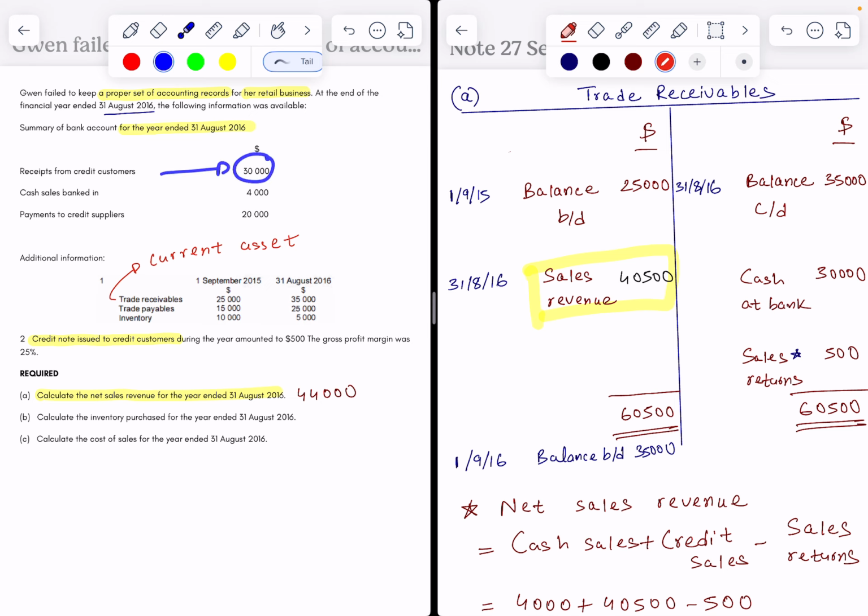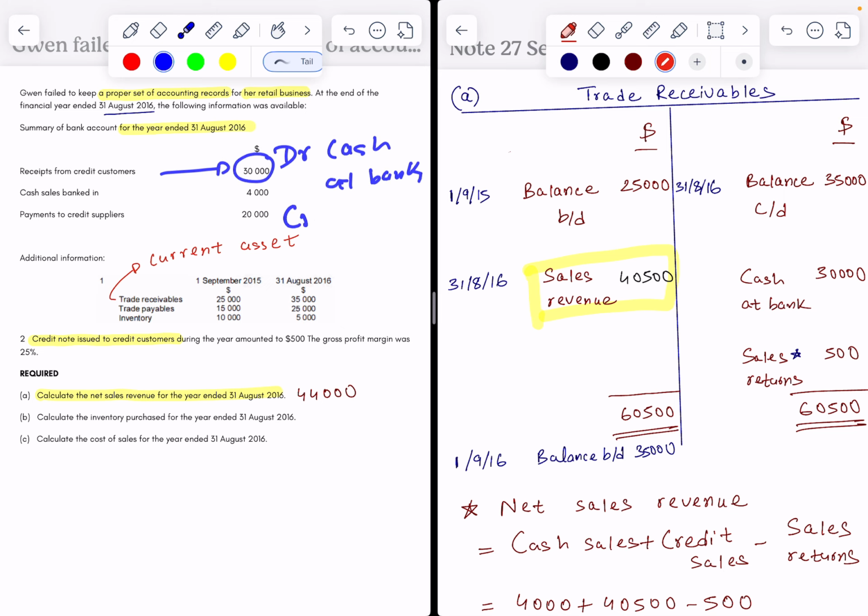So when we are receiving money from credit customers, what is happening? What is the correct way to journalize it? If we receive money, we debit cash at bank, because cash at bank in itself is an asset account, which means our funds available in our bank account are going up. And when bank account funds go up, it means assets go up. And when assets go up, we always debit it.